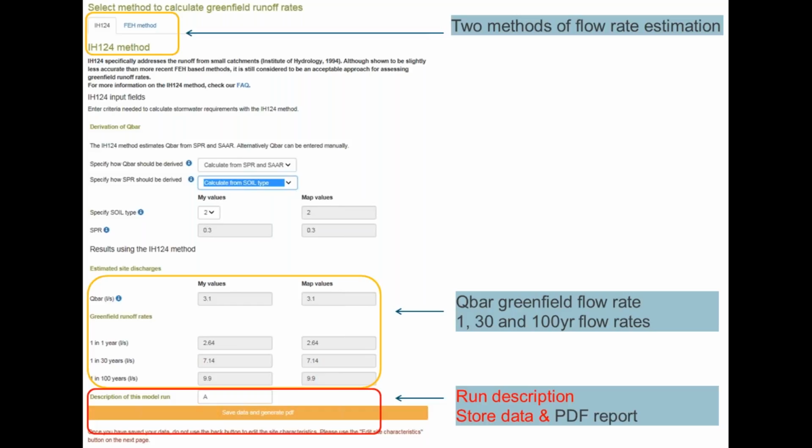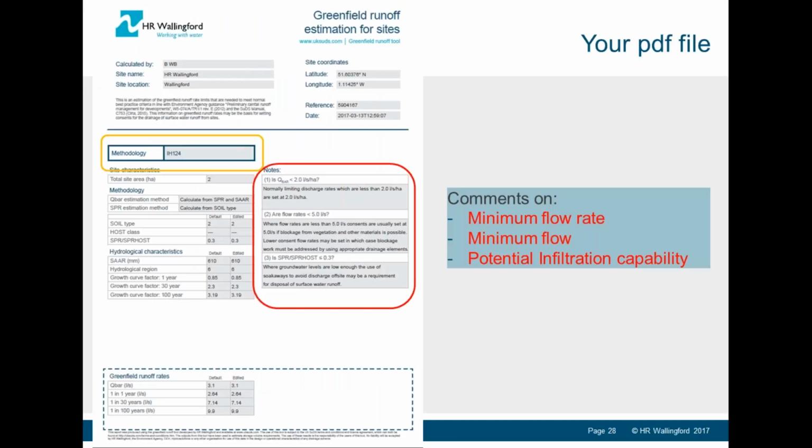What is new is that there is the opportunity to add a run description for the run and to store the data when you call the PDF report. The report itself has been modified in terms of its style, but the content is as it was before, except that 3 comments are now made with regards to the output that is predicted.